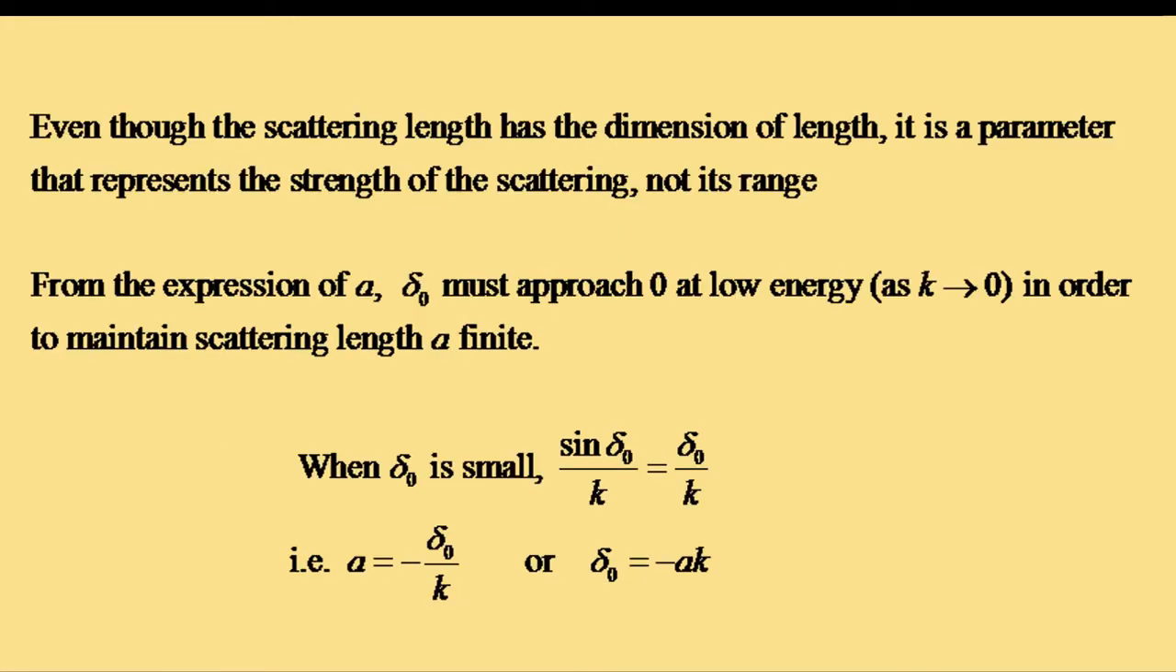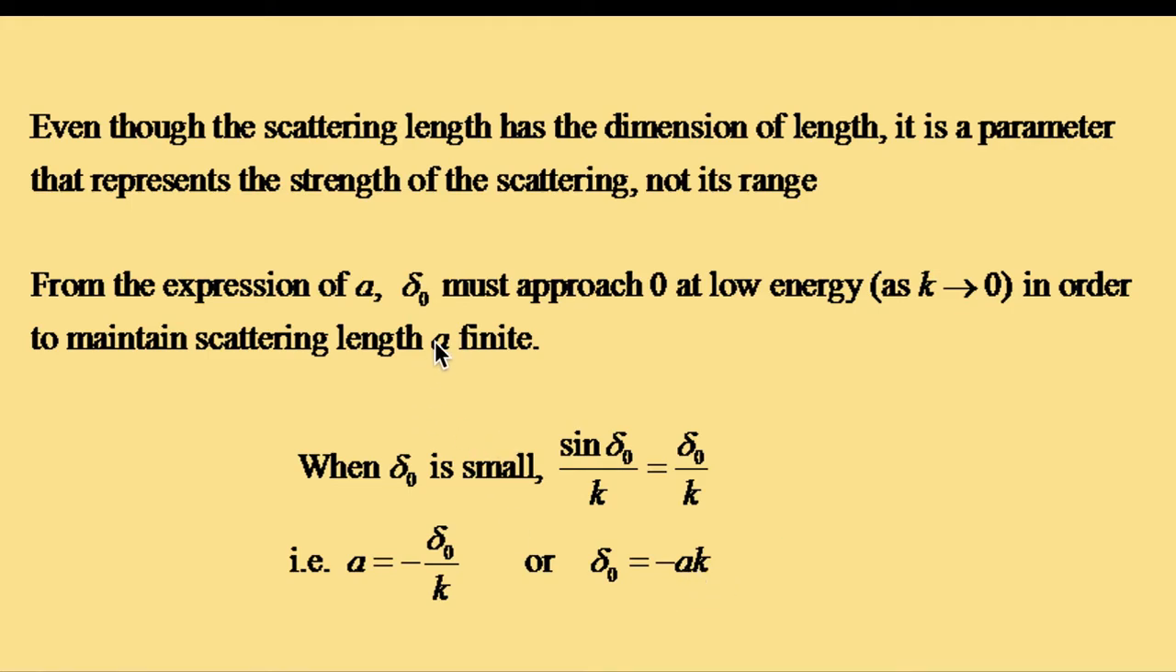And even though the scattering length has the dimension of length, it is a parameter that represents the strength of the scattering and not its range. It does not mean a distance up to which scattering is happening, not at all. Actually, a has a dimension of length, and it is a quantity related to scattering. That is why we are calling it a term known as scattering length.